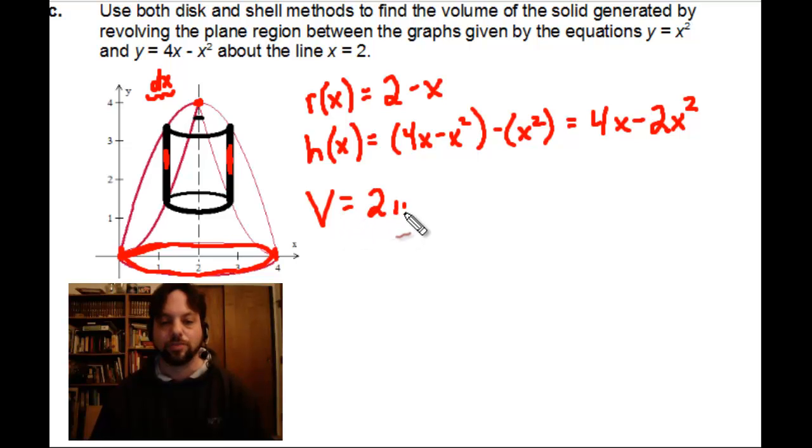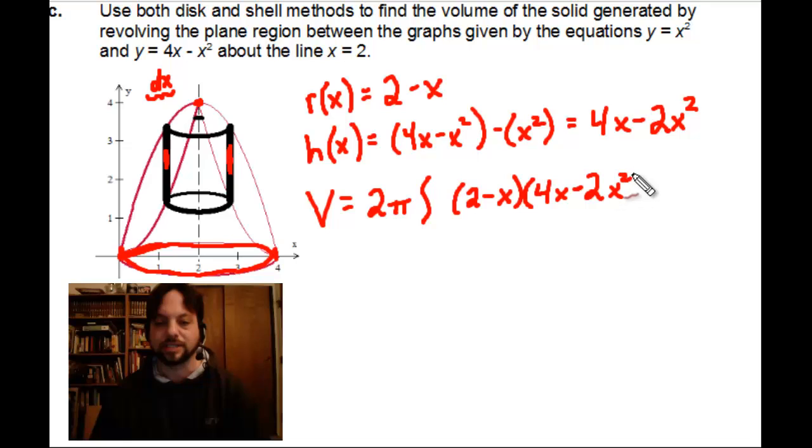The volume will be 2 pi times the integral of the radius, which again is 2 minus x, multiplied by the height, which in this case we just determined is 4x minus 2x squared. Of course, don't forget your dx, that's the width of each cylinder. Now, where will be our lower and upper bounds? Well, let's start at 0 and go to the axis of revolution, which is 2. And so I'm going to put 0 to 2.